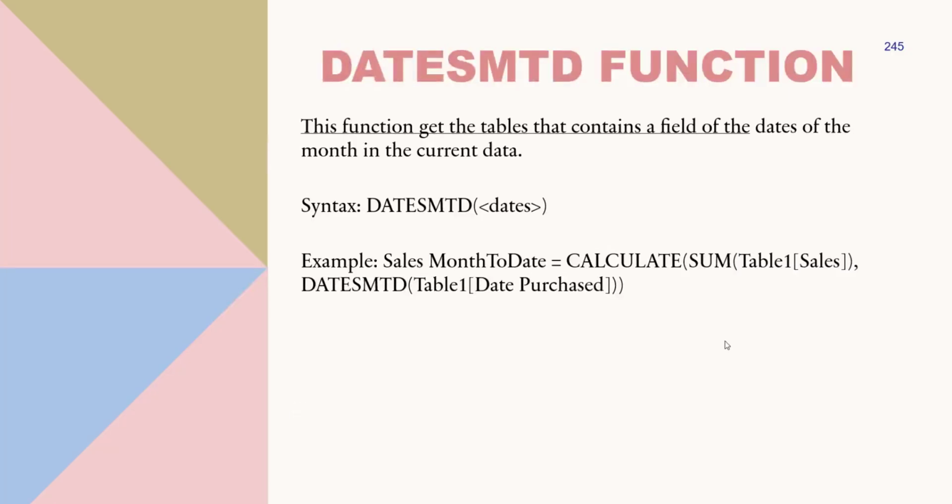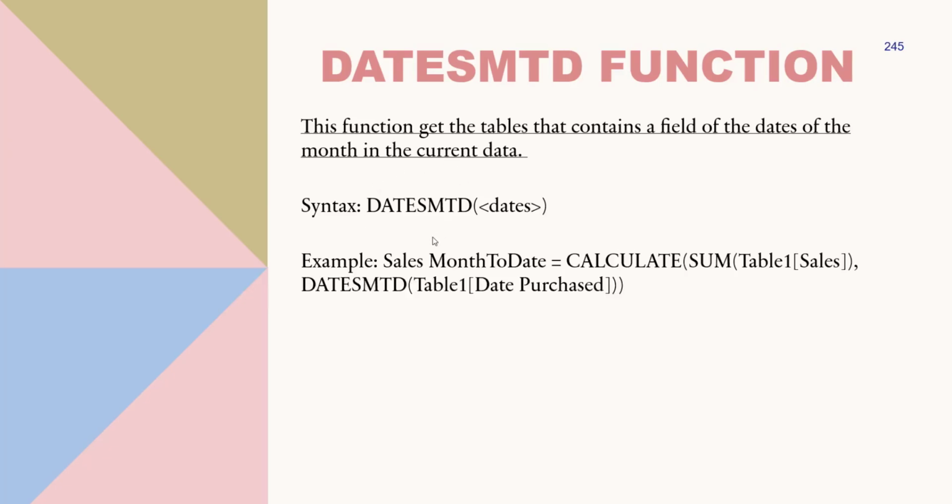Next we will talk about the DATESMTD function. So that will calculate dates month to date. So similarly you have DATESYTD and DATESQTD, that will calculate dates year to date and dates quarter to date. These functions are available. You can check them out in the documentation. So this function gets the table that contains a field of the dates of the month in the current data, and you can see the DATESMTD function accepts one parameter, that is dates. So here you can see the example, that is sales month to date, that is calculating the total sales based on the month to date.